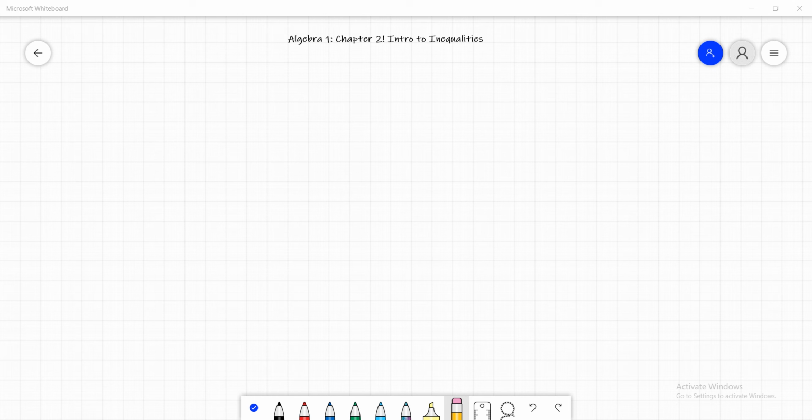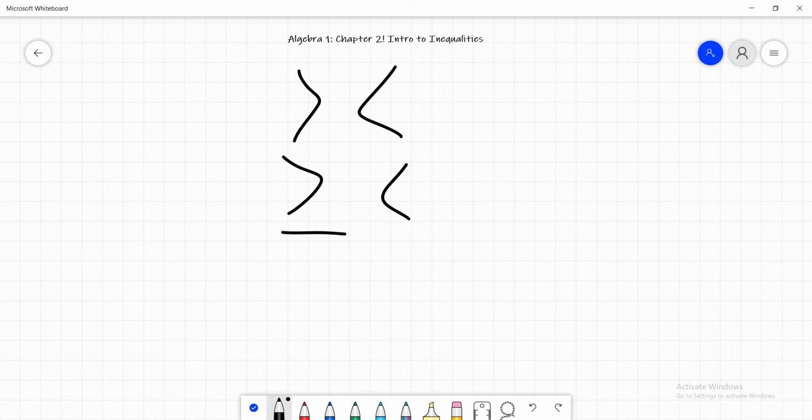Welcome. This is Algebra 1, Chapter 2 now, and I'm going to be just doing an introduction to inequalities, and especially how inequalities would look on a number line. You guys know that inequalities are probably something that have signs like this, or this, or this, or this. Now, what do these signs actually mean? How would I read them out, and how would they look on a number line? That's what I'm going to talk about today.